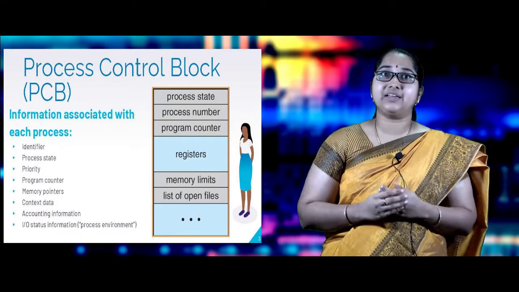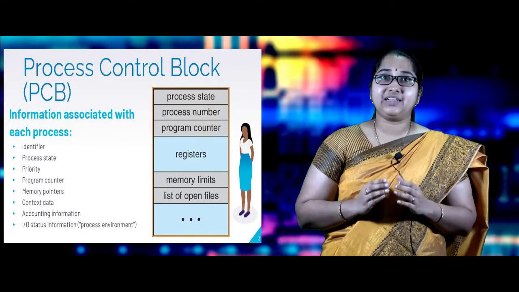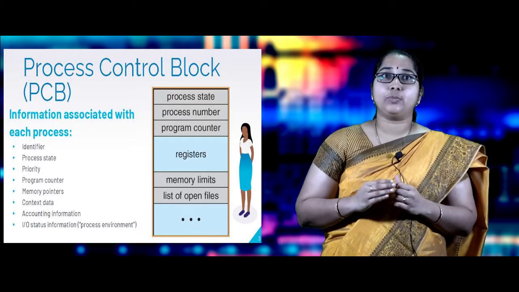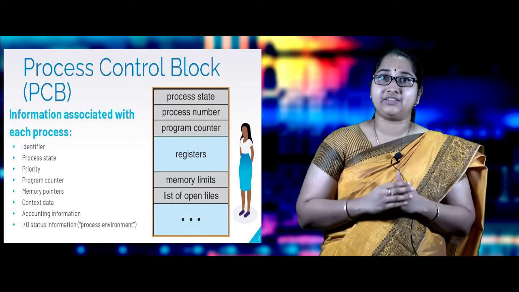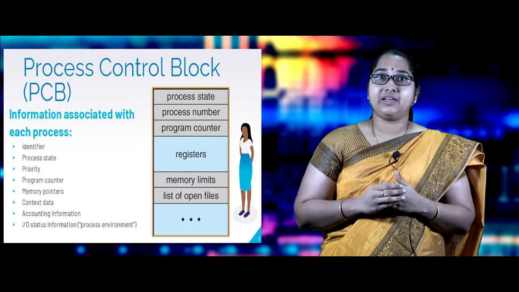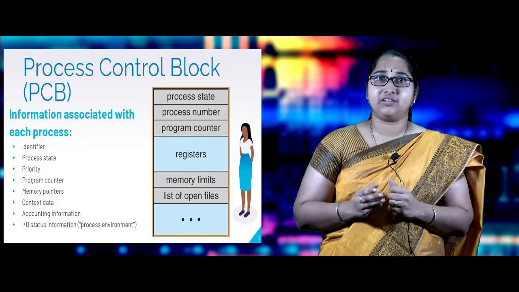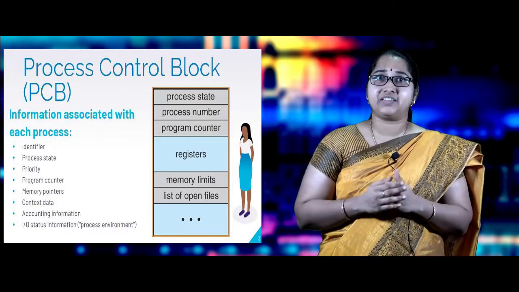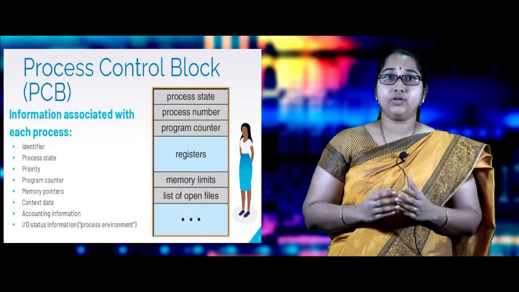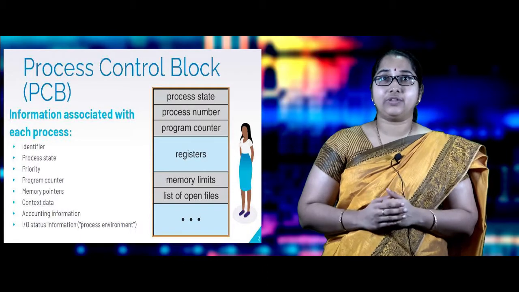The next component is the program counter. A program counter is a counter which contains the address of the instruction to be executed next by the process. This is also stored in the PCB. The next component is the process state. That is, a process can be in different states. For example, it can be ready, it may be running, it may be suspended, or it may be blocked. So, the state in which the process is, is stored in the process state of the PCB.